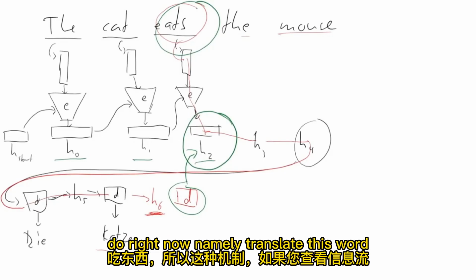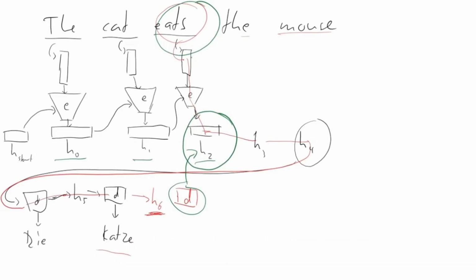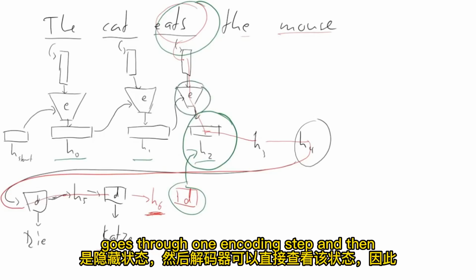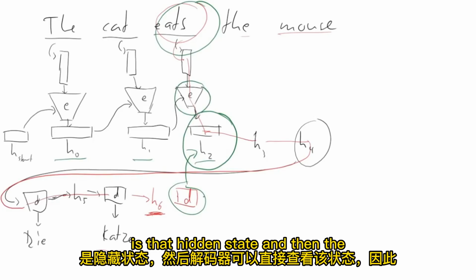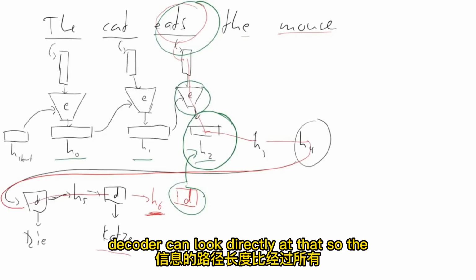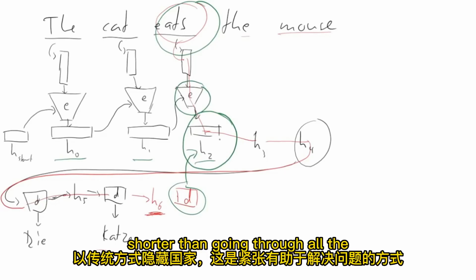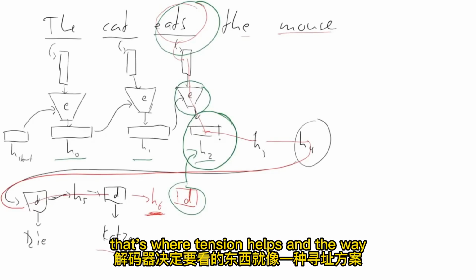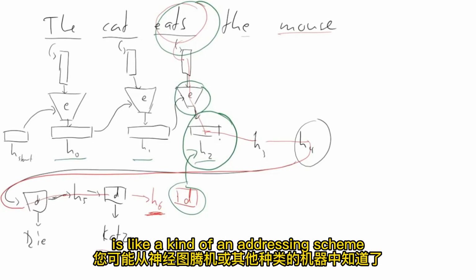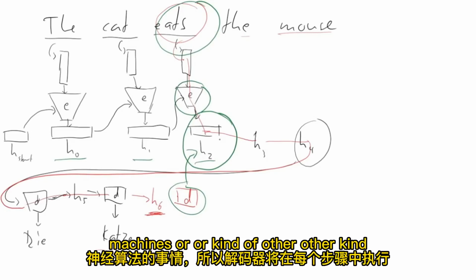So if you look at the information flow, this word vector goes through one encoding step and then is at the hidden state, and then the decoder can look directly at that. So the path length of information is much shorter than going through all of the hidden states in a traditional way. So that's where attention helps. And the way that the decoder decides what to look at is a kind of addressing scheme. You may know it from neural Turing machines or other neural algorithm things.